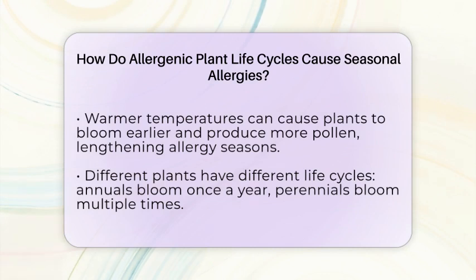Different plants have different life cycles. Some are annuals that complete their entire life in one year, blooming in spring or summer. Others are perennials that bloom for several weeks each year. These differences cause multiple allergy seasons throughout the year. For example, tree pollen is common in spring, grass pollen peaks in late spring and summer, and weed pollen is more prevalent in late summer and fall.